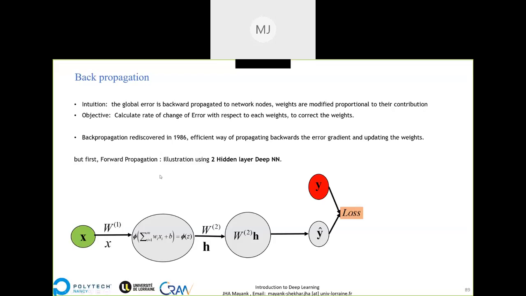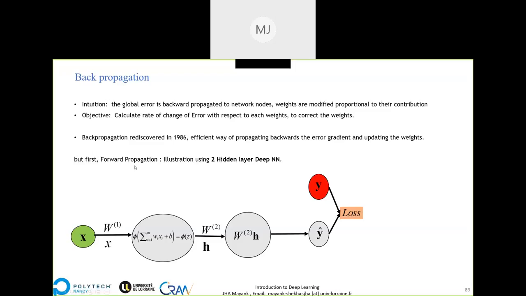And so, what is it? Well, it was not proposed in 1986. In fact, it was rediscovered in 1986 as a very efficient way of propagating backwards the error gradient and updating the weights. Okay.